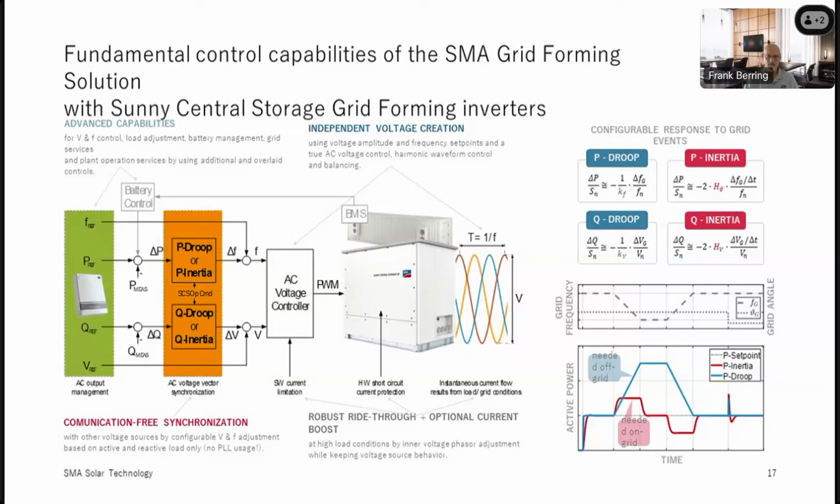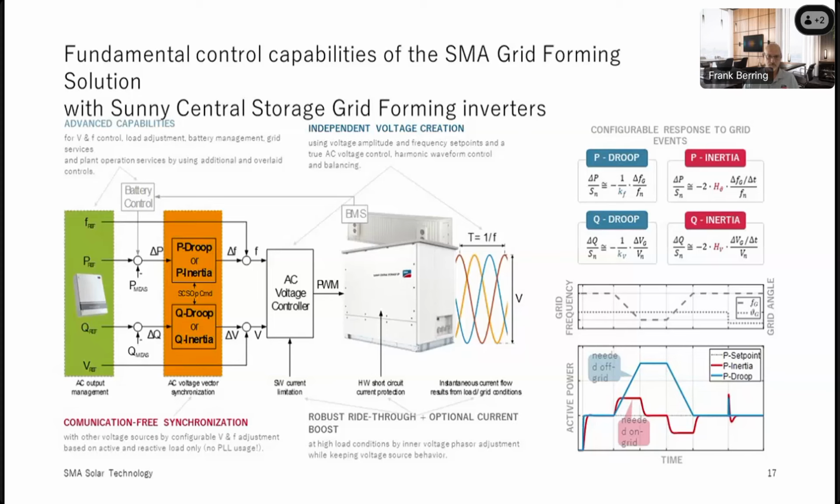droop response is proportional to the delta of frequency. So it's always present when the delta frequency is present. And even if the delta frequency does not change anymore, but there's still a delta to nominal, we are still pushing power into the grid, right? Until the frequency goes back to normal, then the power also goes back to zero.